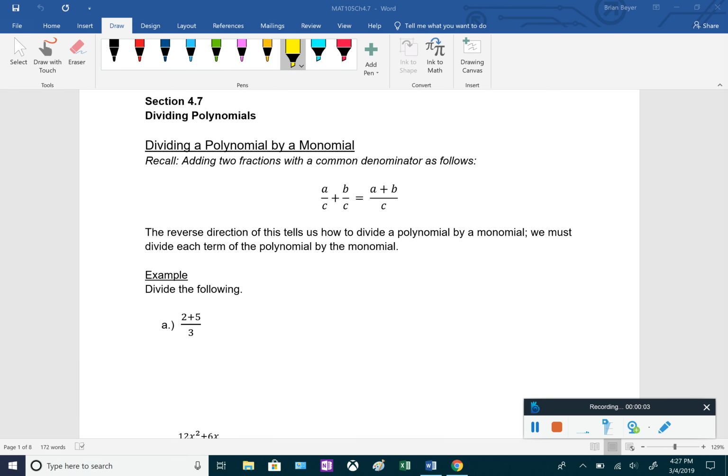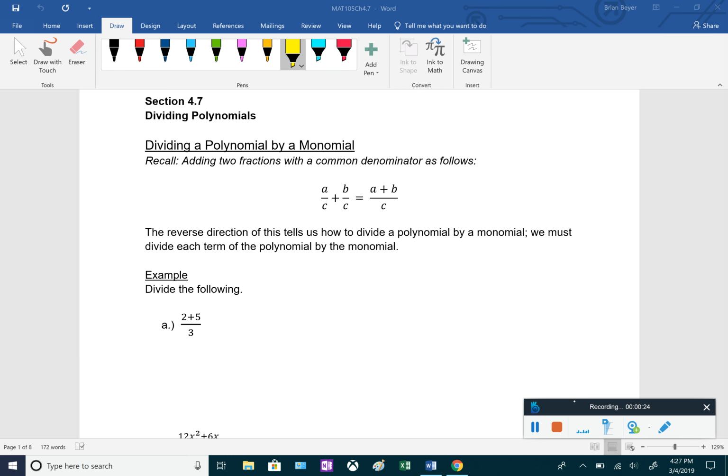So chapter 4.7 is dividing polynomials. So far we've done adding, subtracting, and multiplying polynomials. So now we'll do dividing. Before we get into the more difficult ones, we'll start by dividing a polynomial by a monomial. A monomial being one term.